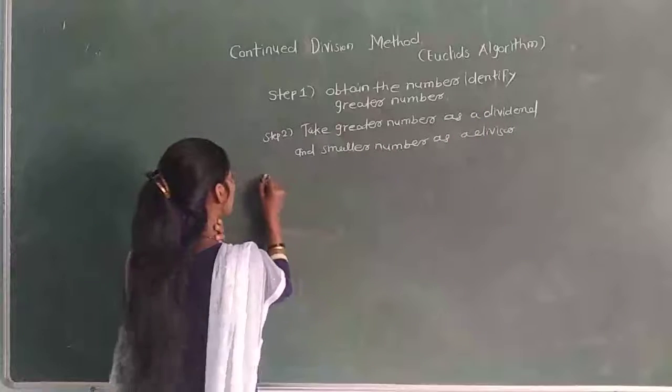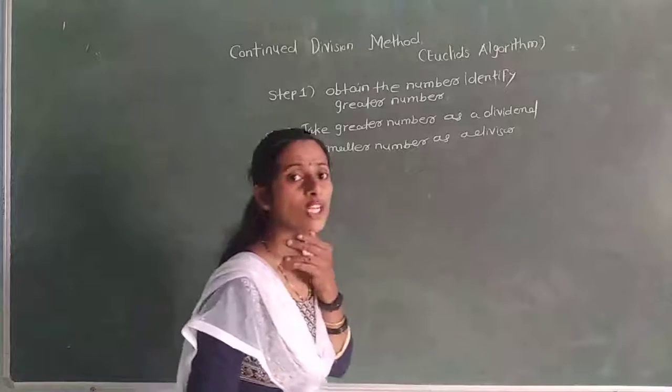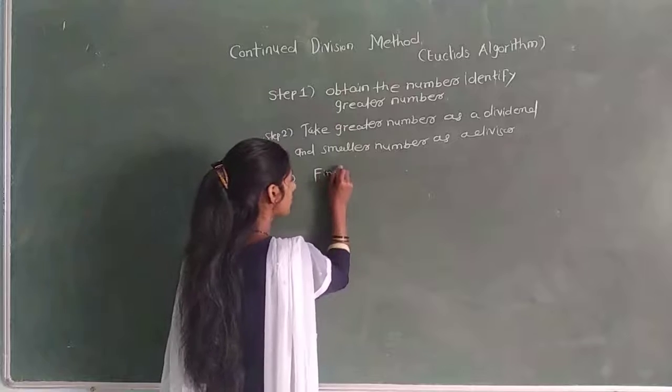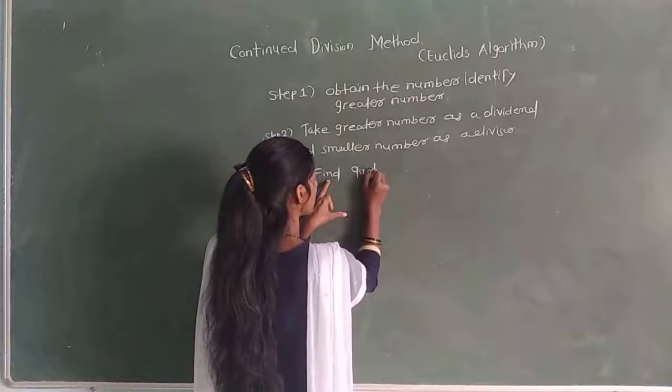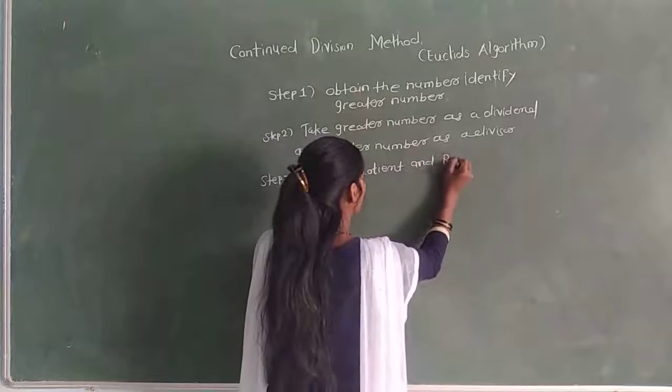Now step number three: find the quotient and remainder, that is, do the division.